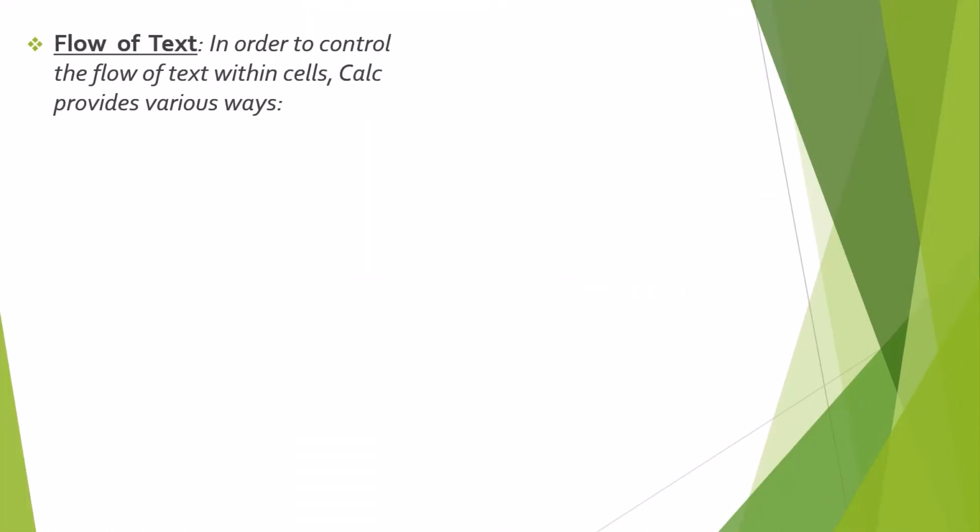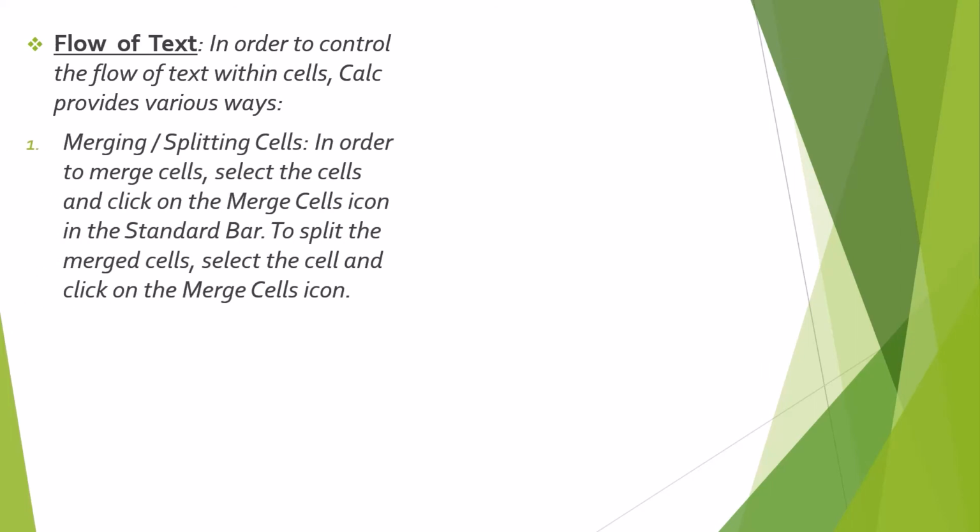Now, there are various ways of controlling the flow within cells in Calc. The first way is merging or splitting the cells. Basically, whenever we merge cells, we make multiple cells a single cell, and whenever we split cells, that means we are turning a cell into multiple cells.